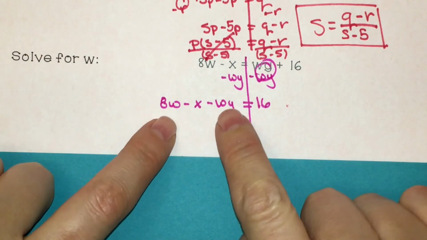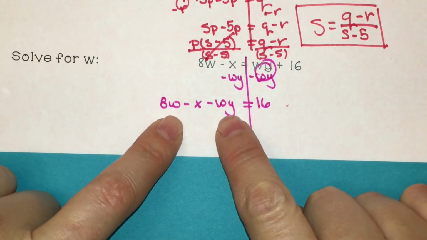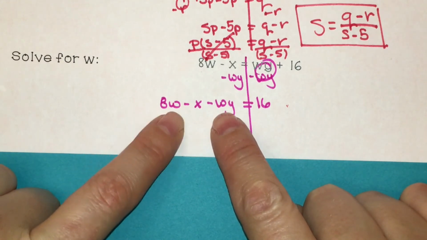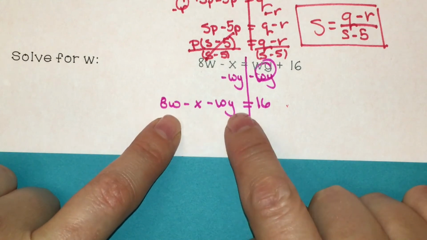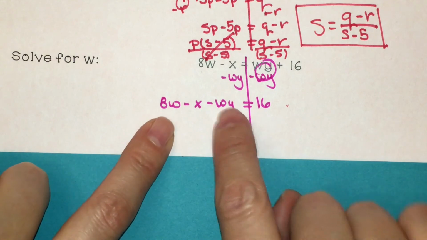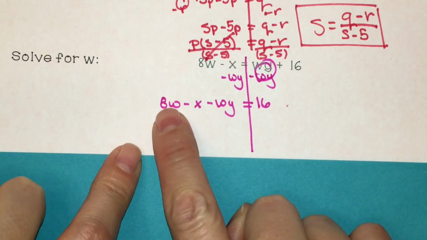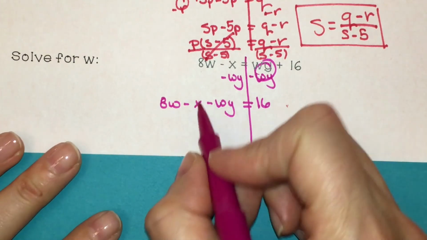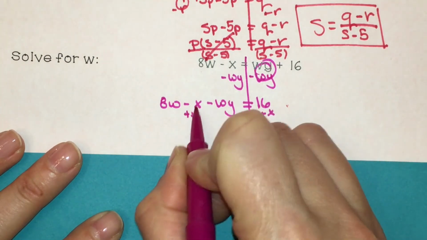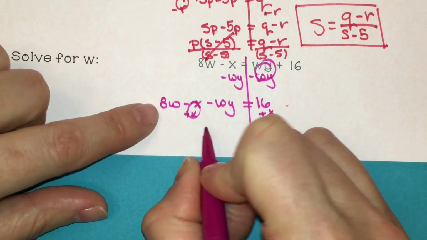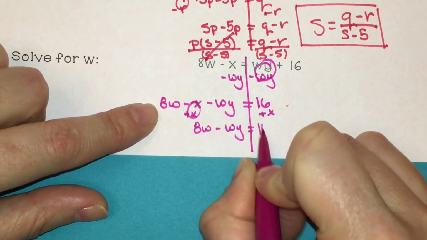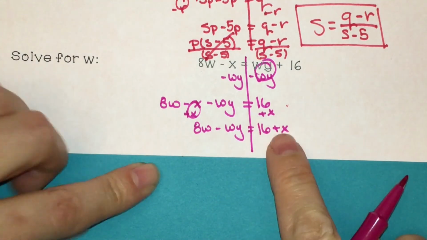If you're wondering why we don't combine these terms, they're not truly like terms. They both have w, but one's multiplied by a number. The other's multiplied by y, so they're not like terms. Because these two variables are definitely different than 8 and a w. Okay, so let's move that minus x by adding x to both sides. Negative x plus x is 0. So we're left with 8w minus wy equals 16 plus x, because we can't combine them.